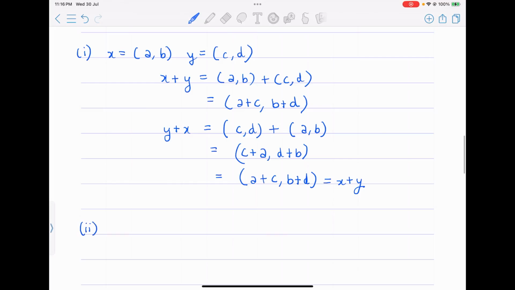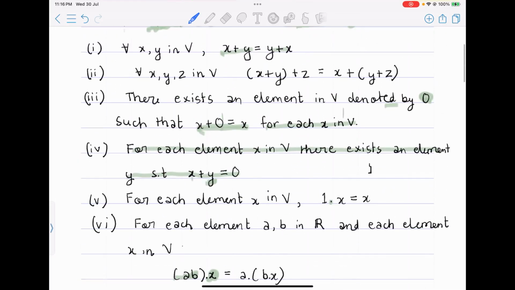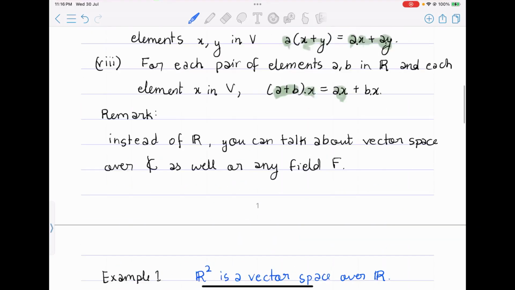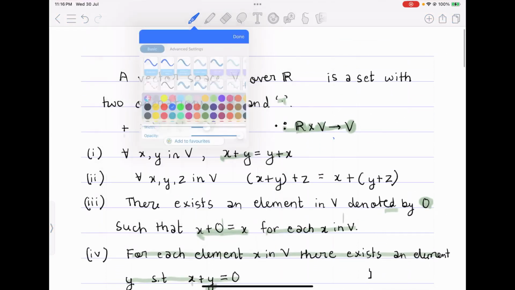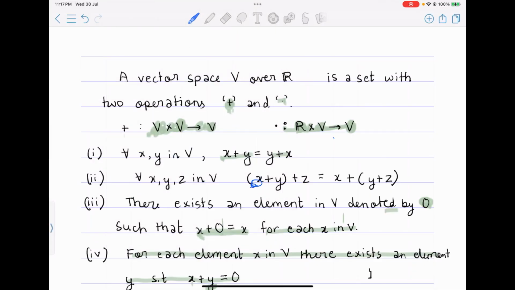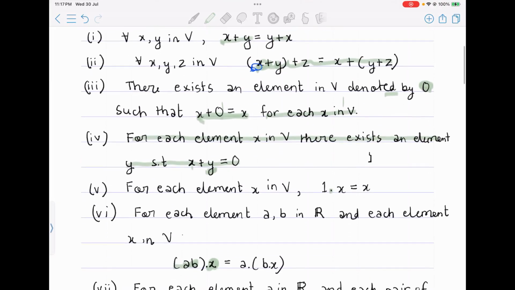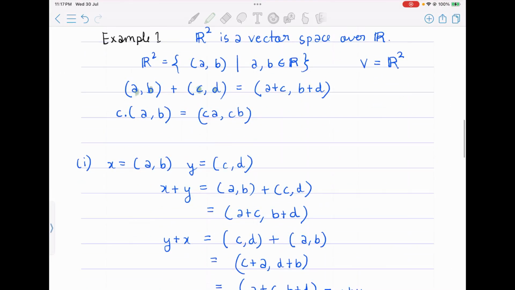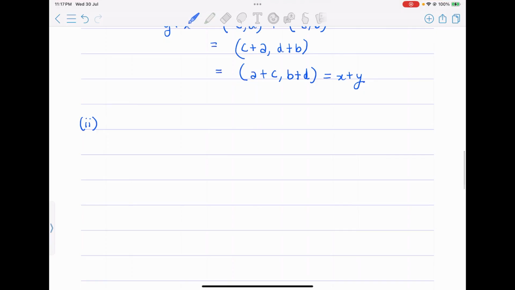Now the second one, x plus y plus this thing. You again check this thing also holds. You check it. Okay, now what will we take as our 0? In this case, I'm leaving this as an exercise for you. You check this one. So the third one is 0. What will we take as our 0?